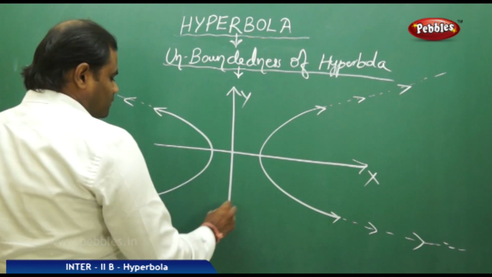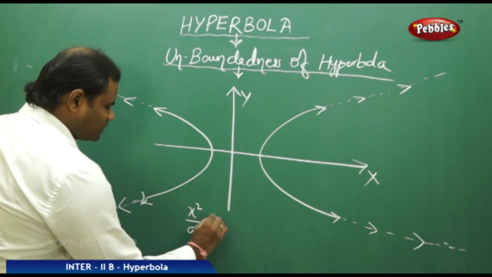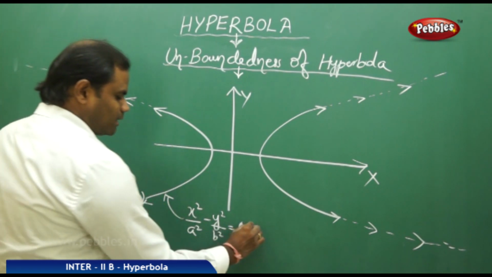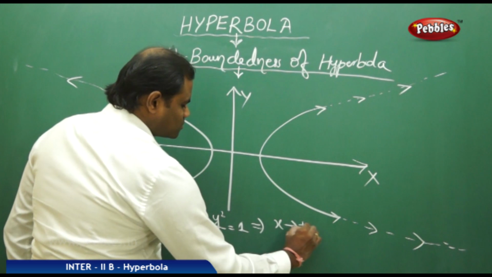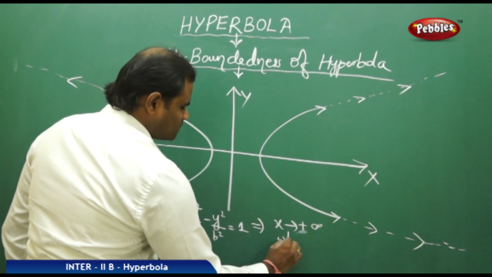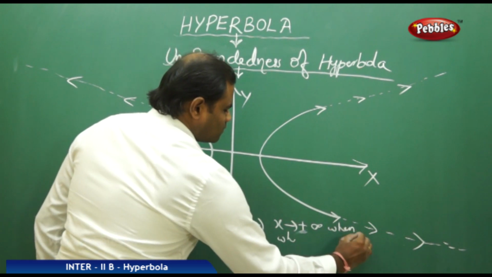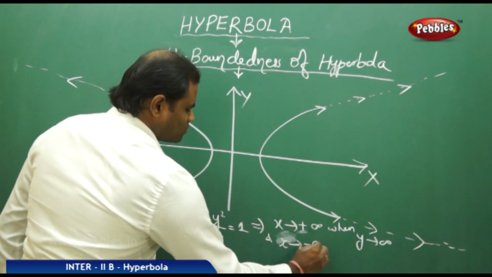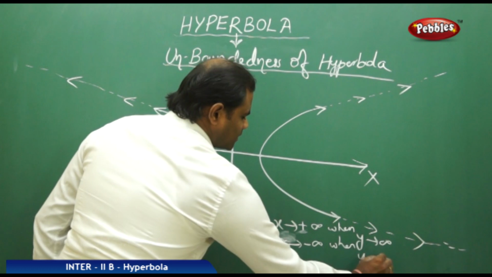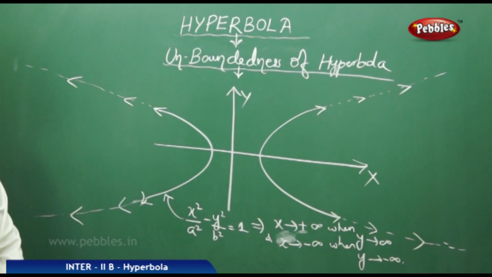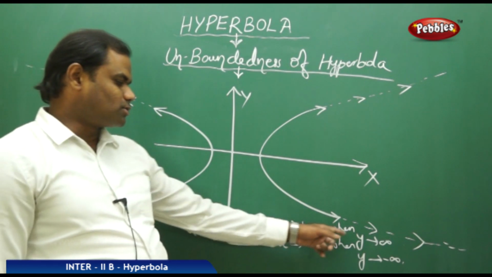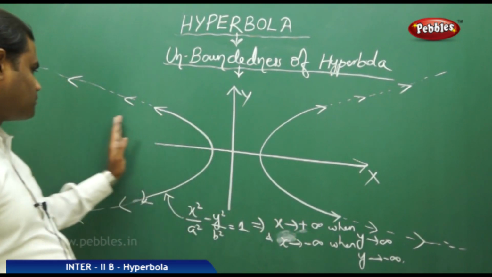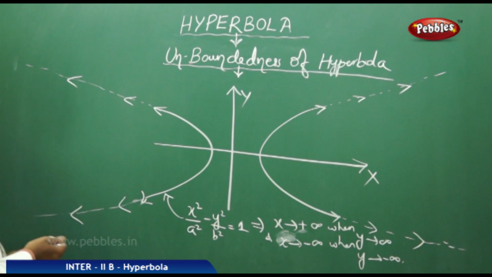Mathematically, this is proved as follows. If I have the equation x squared by a squared minus y squared by b squared equal to 1 as the equation of the hyperbola, that implies x tends to infinity when y tends to infinity, and x tends to minus infinity when y tends to minus infinity. Therefore, the curve is unbounded, which clearly shows that when x tends to infinity, y doesn't tend to a finite value but to infinity, and when x tends to minus infinity, y also tends to minus infinity.